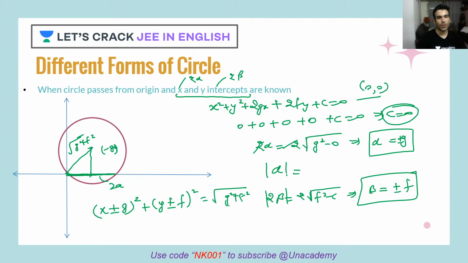g square plus f square. Okay, sorted. Let's go to our next question.